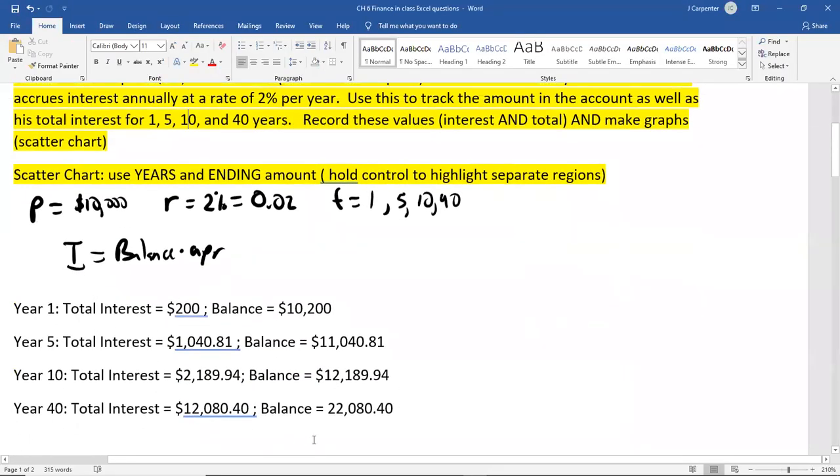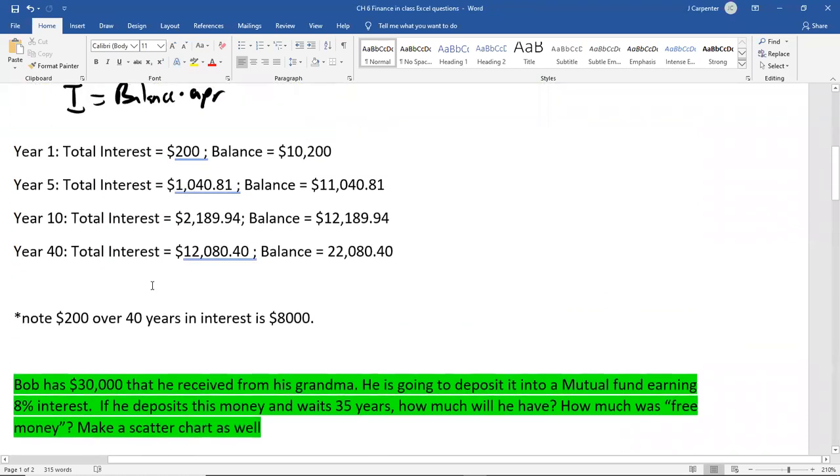And again, here's all those answers. If you need to pause for the answers, here they are. And there's just me pointing out that if you had earned simple interest over the 40 years instead of getting your interest compounded every year, that would be $8,000 versus the $12,000. And again, no one does that in real life. That's not how interest accumulation works.